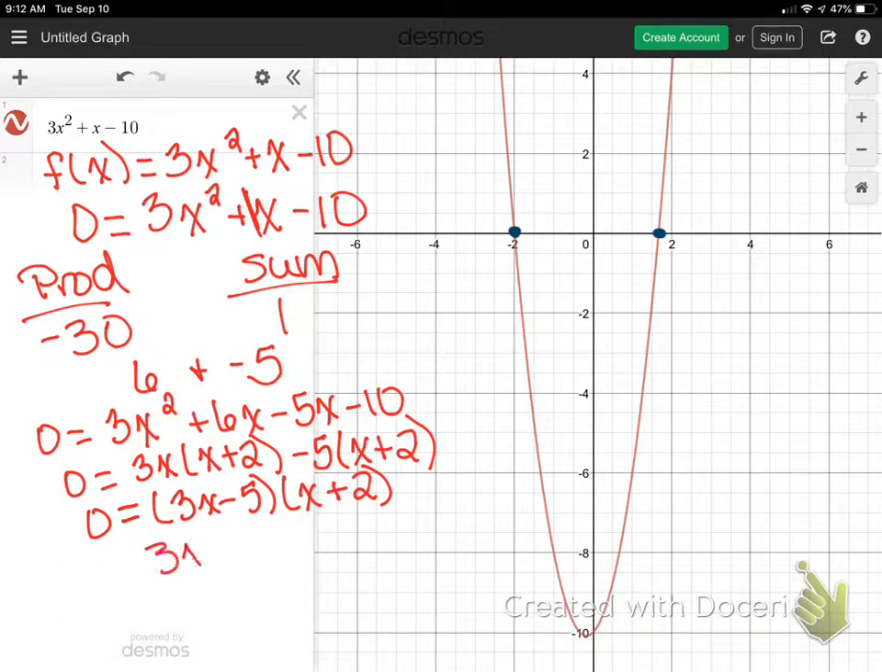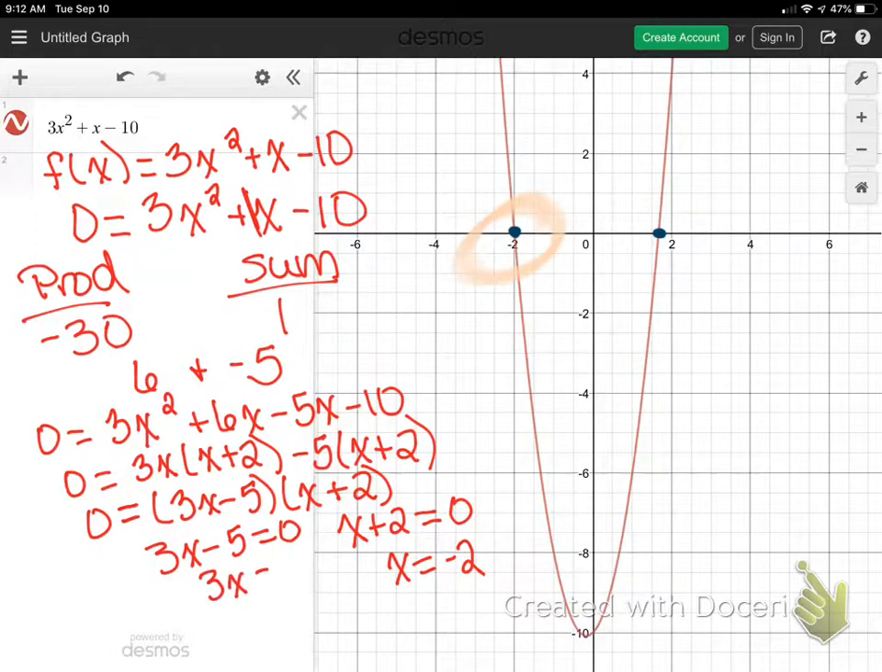So then I set each one of those equal to 0. So this is where I get my negative 2 from. Okay? That is this root right here. 3x minus 5 equals 0. I get 3x equals 5. I divide both sides by 3. And I get 5 over 3. So my roots are 5 over 3 and negative 2.